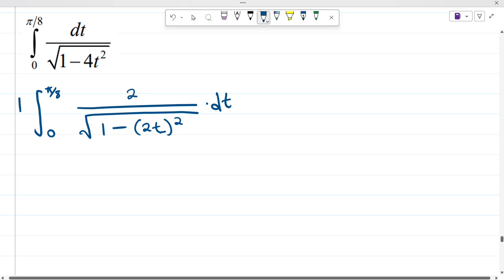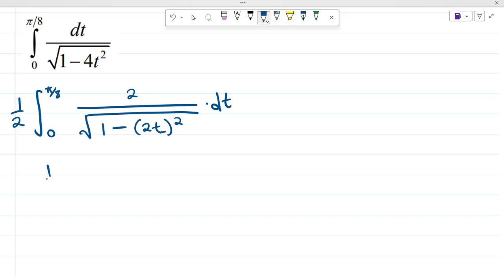But if I didn't have 2, I need to cancel out the 2 by putting 1 over 2 there. And then at the end of the day, I can conclude that this is equivalent to 1 over 2 sine inverse of just 2t. Then I put my limits being pi over 8 and 0, and then that will be it. And then we substitute the limits.